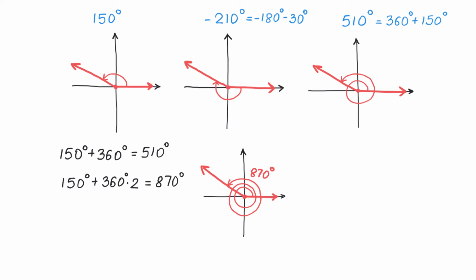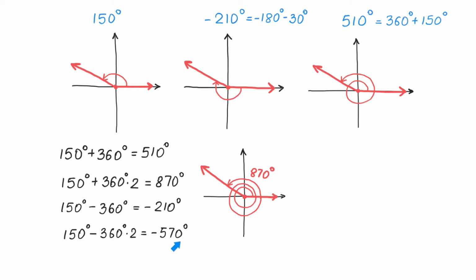Now we can also get coterminal angles if we subtract 360 degrees as many times as we need. For example, 150 degrees minus 360 degrees equals negative 210 degrees. And this is the angle that you see above. Now, what if we want to subtract 360 degrees twice? Then we will have 150 minus 360 degrees multiplied by 2. Then we will get negative 570 degrees.